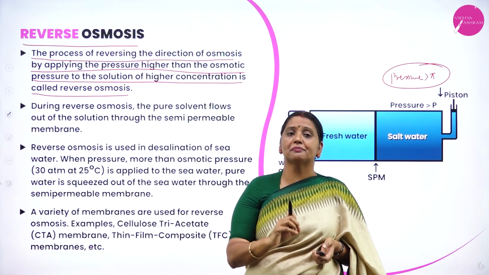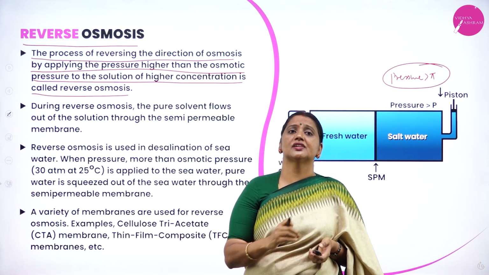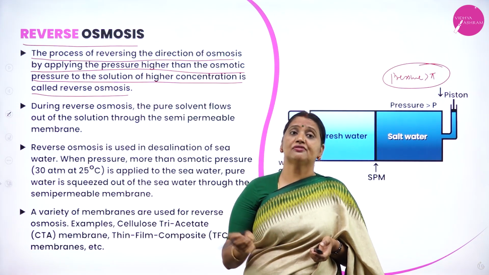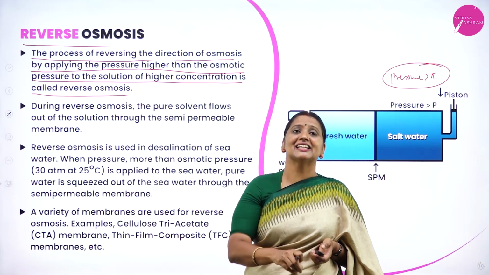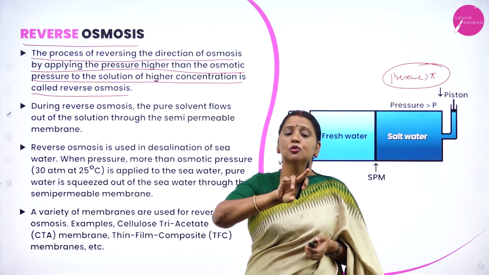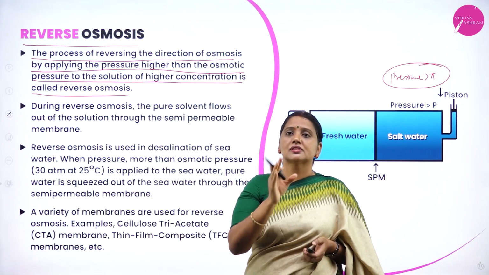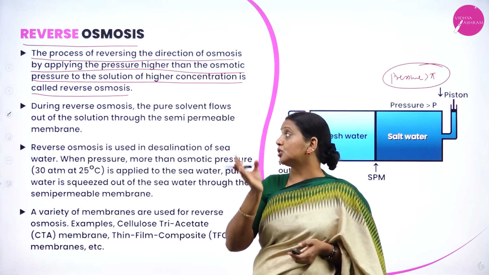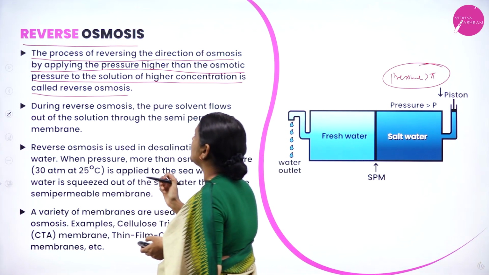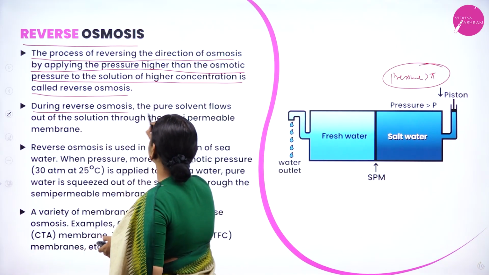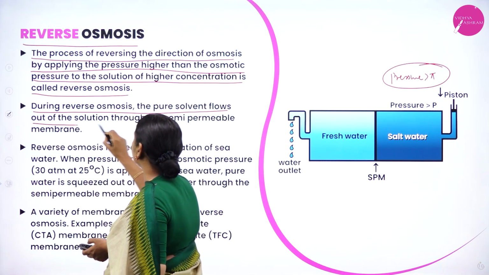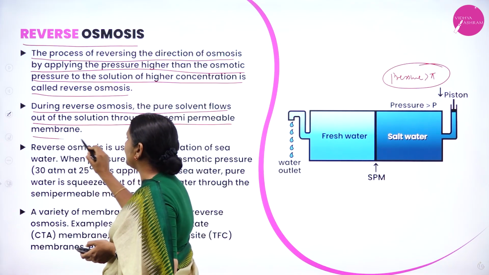So, before applying pressure, the solvent molecules diffuse from lower to higher concentration. After applying pressure greater than the osmotic pressure, the movement of solvent molecules gets reversed. That is, solvent molecules start to flow from higher to lower concentration. That is called reverse osmosis. During reverse osmosis, the pure solvent flows out of the solution through the semi-permeable membrane.